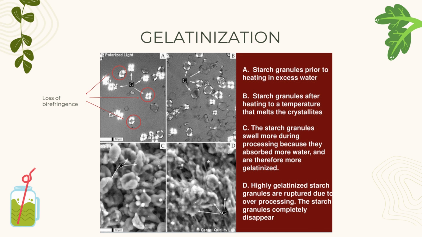Highly gelatinized starch granules are ruptured due to overprocessing. The starch granules completely disappeared. There is leaking of amylose and amylopectin, but mostly amylose, and changes in the flowability of the starch. Before gelatinization, it doesn't dissolve in water, but then with gelatinization, as the temperature increases, it will start to dissolve in water, and then it will start to increase the viscosity again.